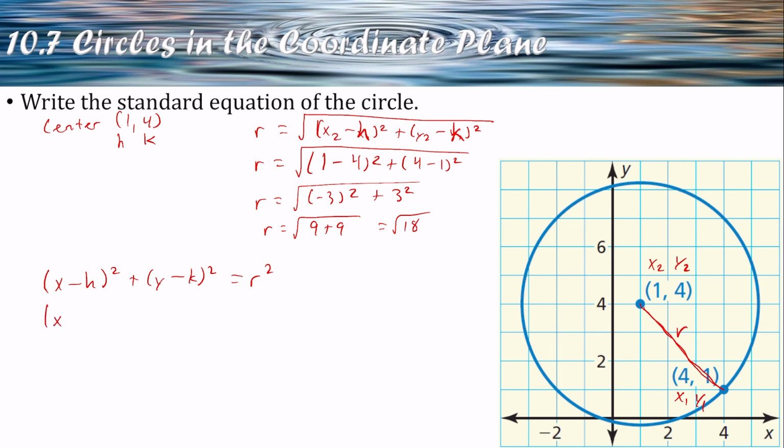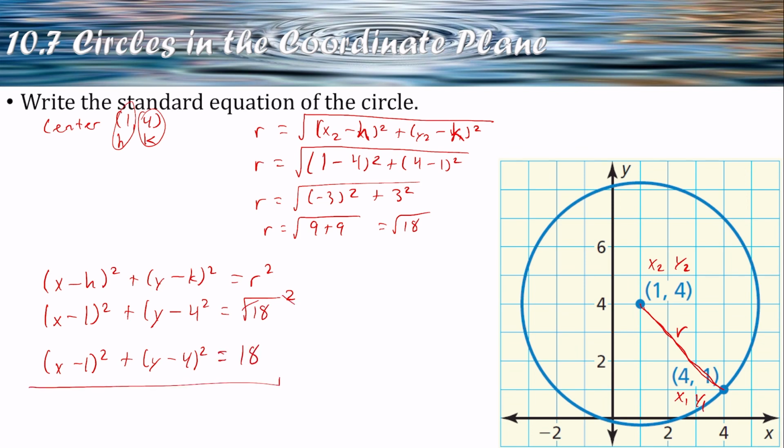Anyway, x minus h was 1 squared, y minus k was 4 squared, r is the square root of 18 squared. Oh, square root of 18, we can simplify that. Square and a square root cancel out, so it's just 18.